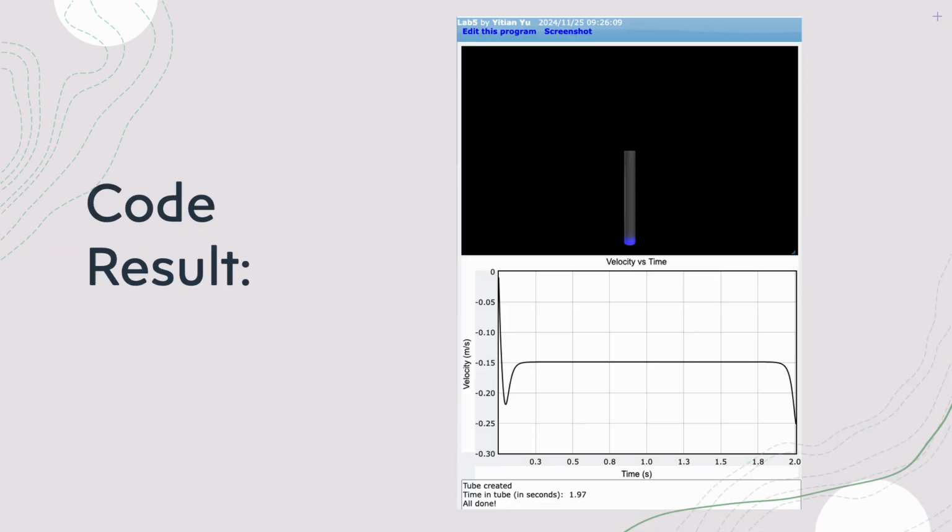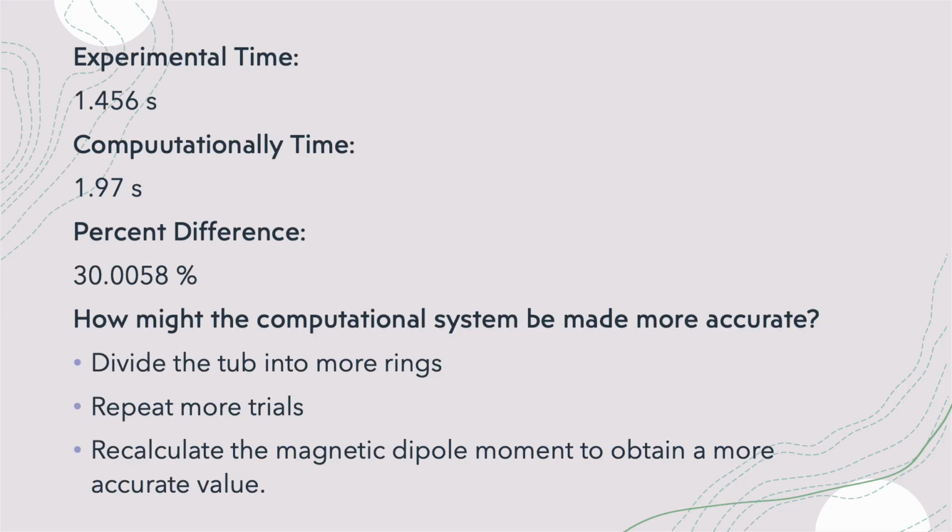Here's the result of my code. The experiment time is 1.456 seconds. The computational time is 1.97 seconds. The percent difference is about 30%.